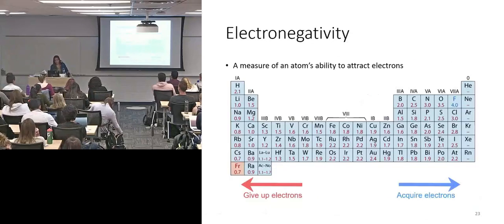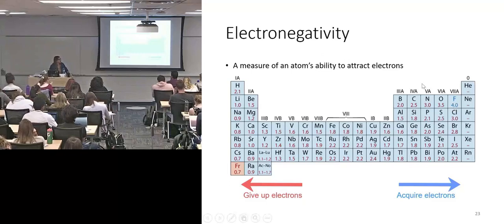Okay, so electronegativity, a measure of an atom's ability to attract electrons to itself. Fluorine, our most electronegative atom, it really wants to get an extra electron. It only needs 1 to fill its outer shell. Over on this end, this is stuff that's willing to give up its electrons.